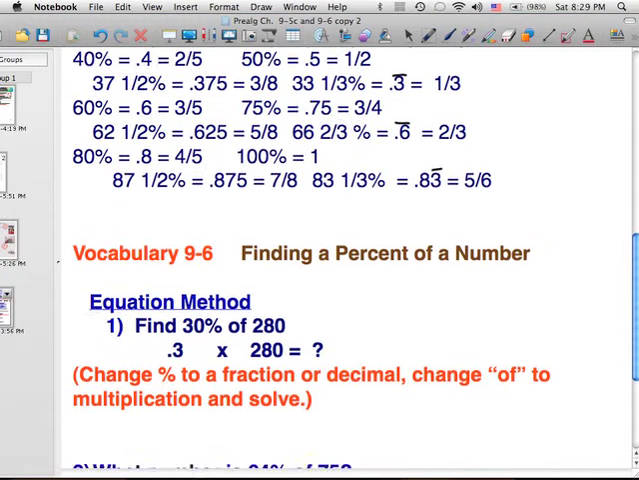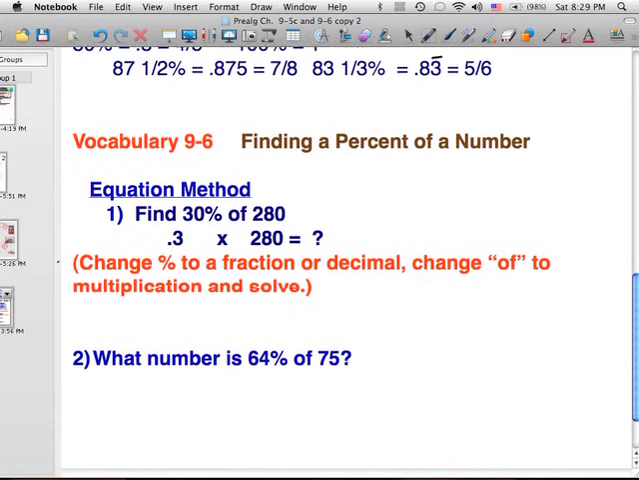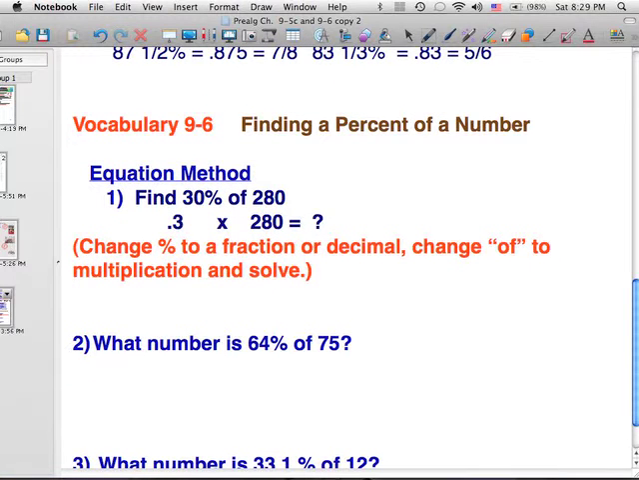Section 9.6 begins the percent word problems. We're going to be finding a percent of a number, and I'm going to use the equation method, where I translate everything in the English sentence into a math equation. So if it says find 30% of 280, we always take the percent and change it to a fraction or a decimal. We never use the percent as given. Of is always multiplication, and then 280 equals something.